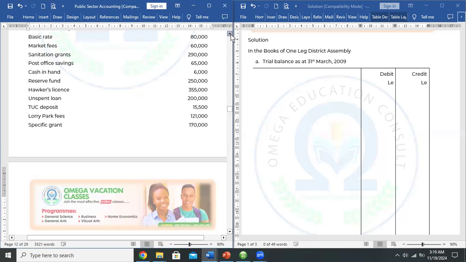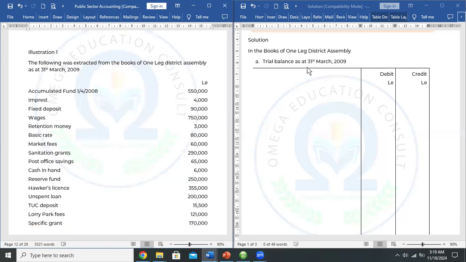So I have my title of the trial balance. Trial balance as at 31st March 2009. That is the ending date. So what we actually have to do is to pick the items one by one, determine whether they should be put at the debit side or the credit side. So my dear professors, we have some specific tasks to go through together. So let's pick the first item, which is the accumulated fund.